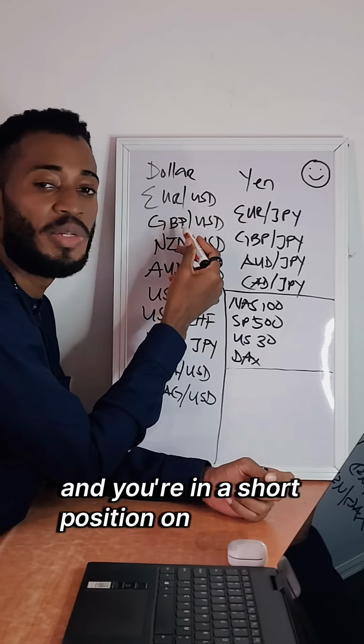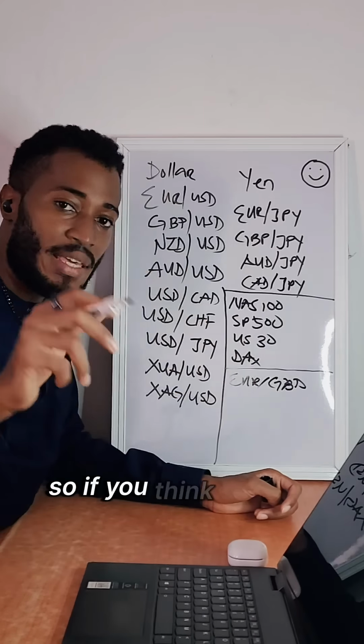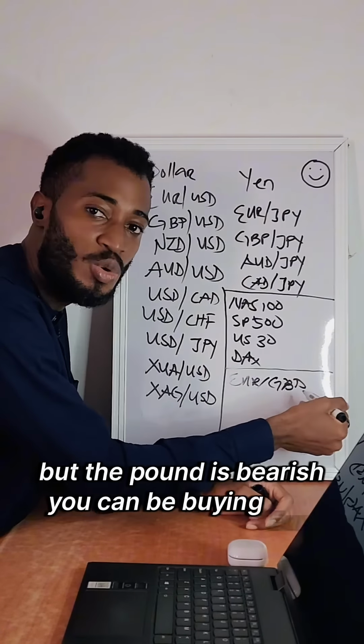You know that these pairs have a correlation of about 0.9. So what you want to do is go to the crosses. So if you think that the Euro is bullish but the Pound is bearish, you can be buying EUR/GBP. And pay attention to this secret. When you're trading the crosses, don't just trade random crosses. Trade crosses of correlated assets.